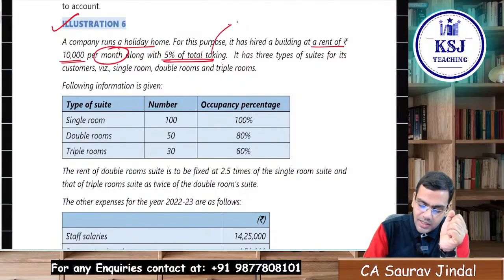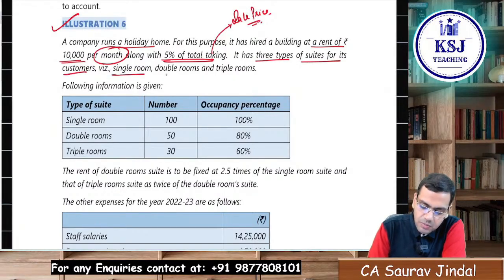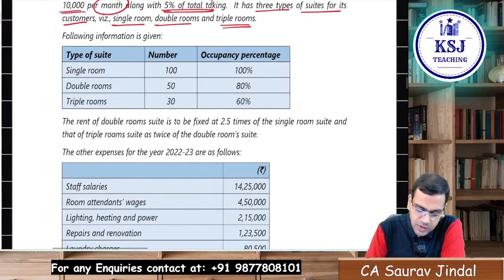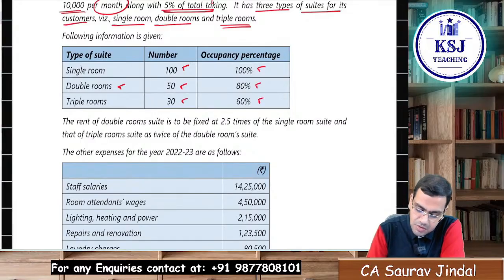What is the total taking? That is equivalent to the sale price, right? It has 3 types of suites for its customers: single room, double room and the triple room. Single room: 100 rooms, occupancy rate 100%. Double rooms: 50 rooms, 80% occupancy. Triple rooms: 30 rooms, 60% occupancy.